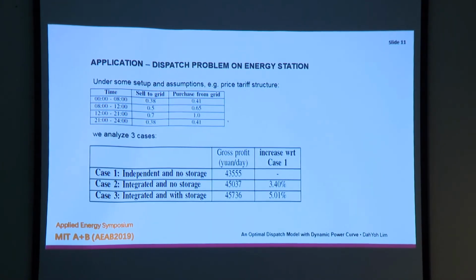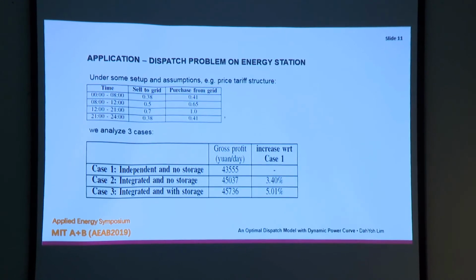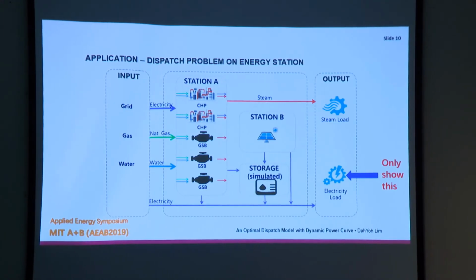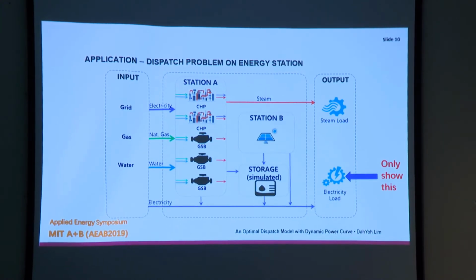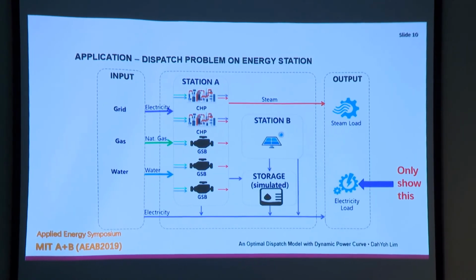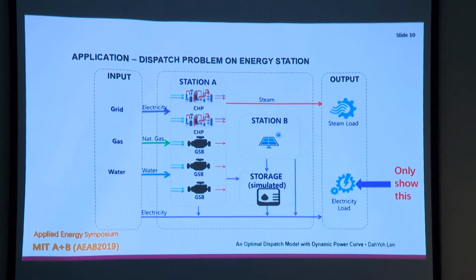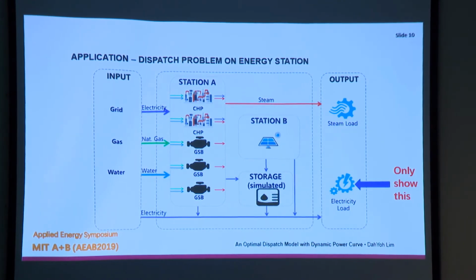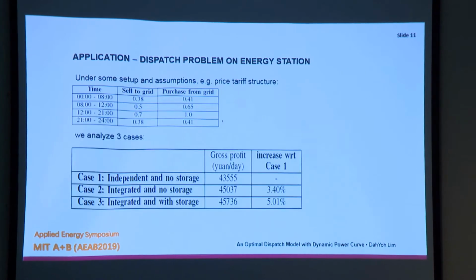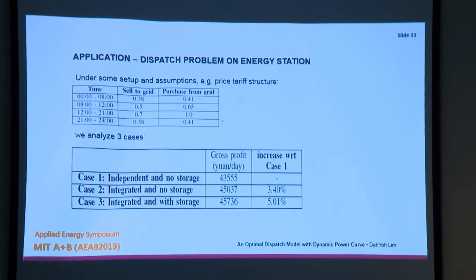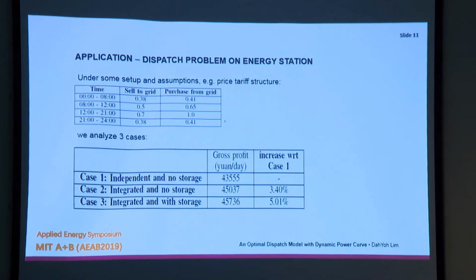In case 1, stations A and B that I just talked about. Station A has 2 CHPs and 3 gas steam boilers, so it outputs both steam and electricity. For simplicity, here we will focus only on the electricity load. And you'll see plenty of diagrams later on. But the optimization problem is also satisfying the constraint that we need to satisfy the steam load. So case 1 is the case where stations A and B operate independently and there's no storage.